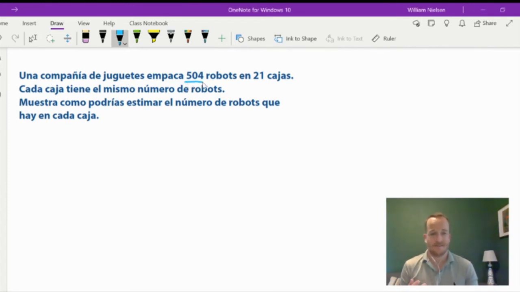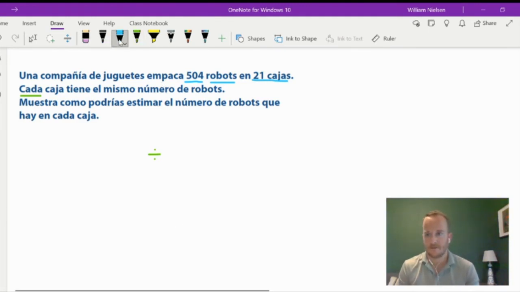Problemas razonados. Sabemos que siempre hay números, o sea, los números están importantes, ¿verdad? Tenemos 504 robots en 21 cajas. Aquí está esa palabra otra vez. Cada. Eso quiere decir, me está gritando, tengo que hacer una división, ¿verdad? Eso es lo que me está diciendo. Entonces, ¿qué voy a dividir?